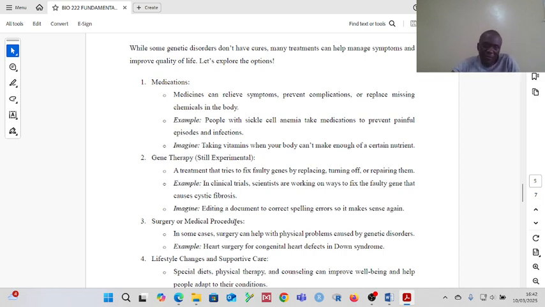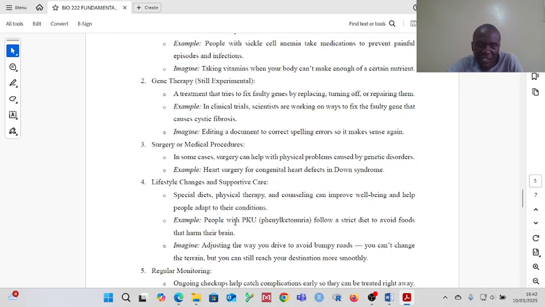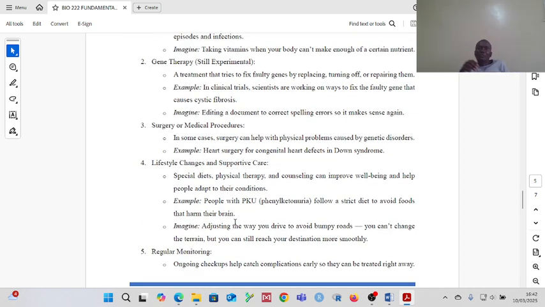There are cases where surgery and other medical procedures can happen. If you have physical problems, for example a heart problem as a result of a multifactorial disorder, then possibly doing heart surgery might help. So there are ways in which surgeries can be recommended on the basis of which organ is affected as a result of the genetic disorder. There are also lifestyle changes and supportive care.